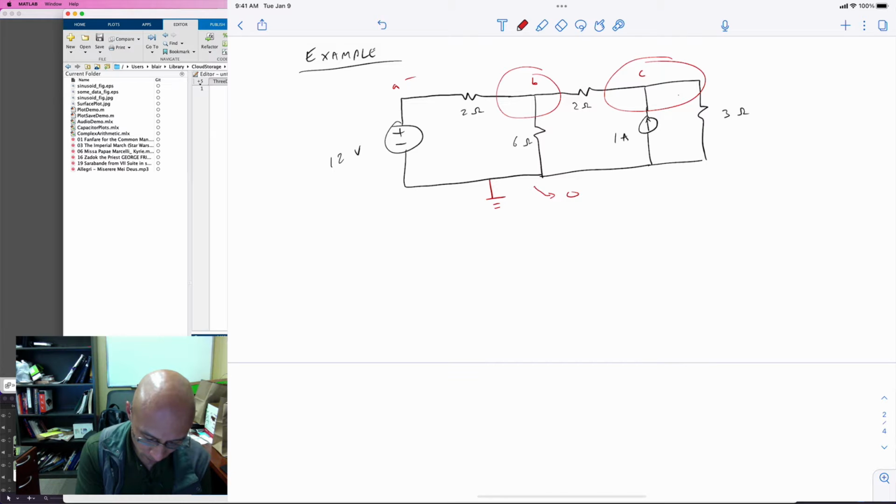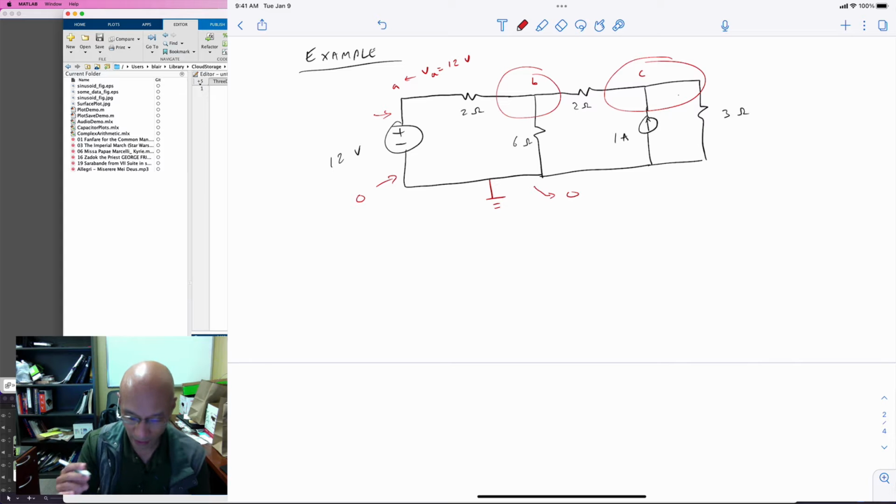VA is known. It's 12 volts because we've defined the ground to be here. So node A is 12 volts higher than ground simply because of the voltage source. What we have to do is define currents at each of the unknown nodes. I will define all currents that leave the node. We have 2 unknown nodes, so we need 2 nodal equations, one for each unknown node.